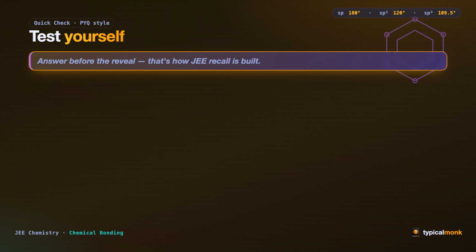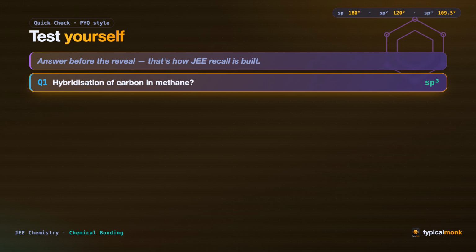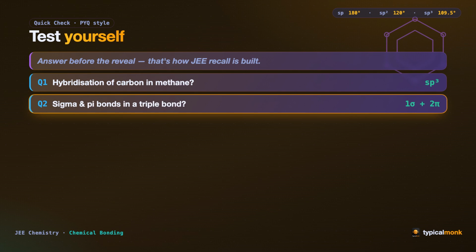Time to test yourself. Rapid fire. Here is the rule. I ask, you answer in your head before the reveal. No pen, no paper, just what you built today. Question 1. What is the hybridization of carbon in methane? 4 bonds, no lone pairs, steric number 4, sp3. Question 2. How many sigma and pi bonds are in a triple bond? 1 sigma and 2 pi.